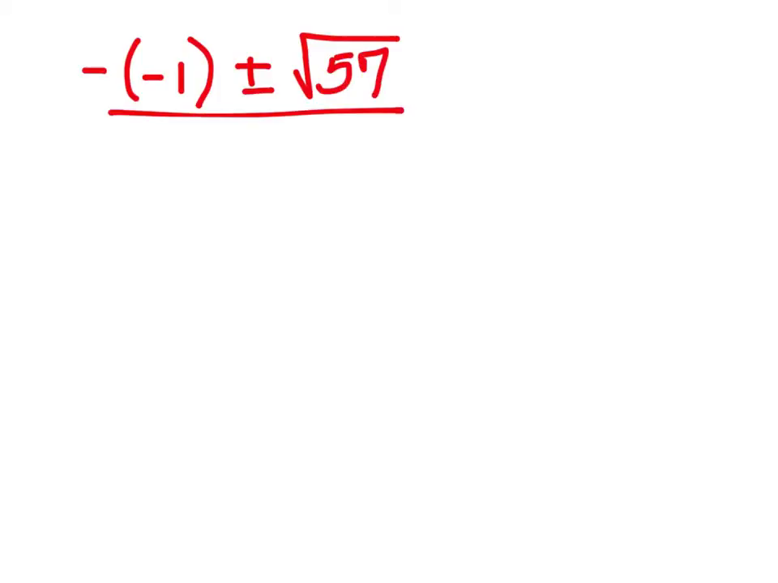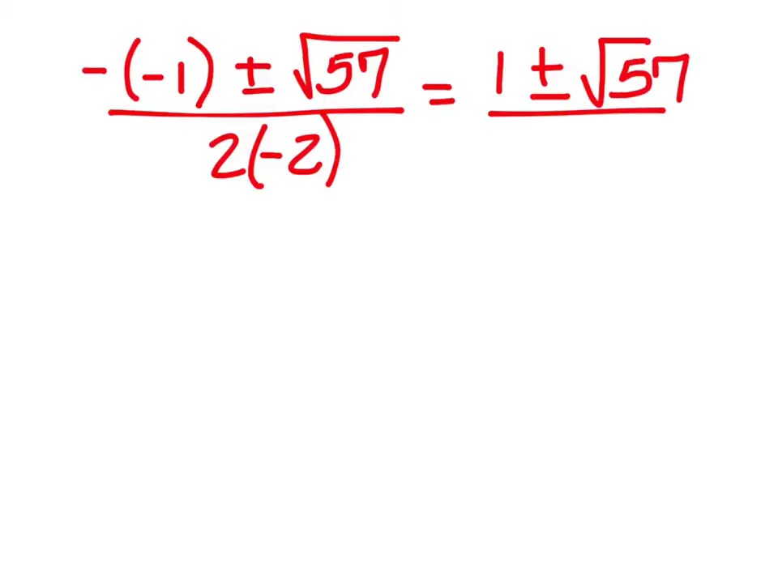For the quadratic formula, negative b is now negative negative 1 plus or minus the square root of 57 over 2 times a negative 2. So simplify to get 1 plus or minus the square root of 57 over negative 4. Can I simplify the square root of 57? No. What do I need to do now?